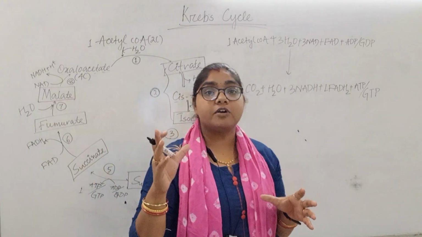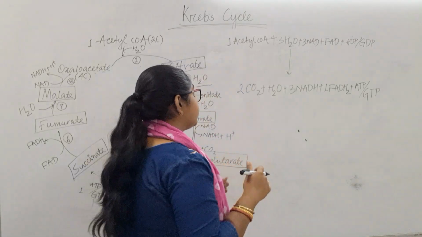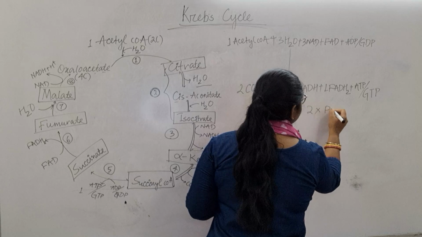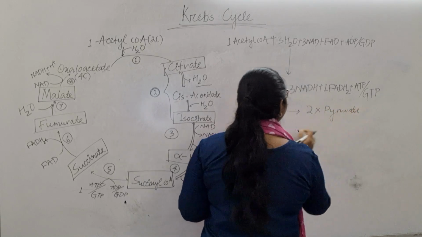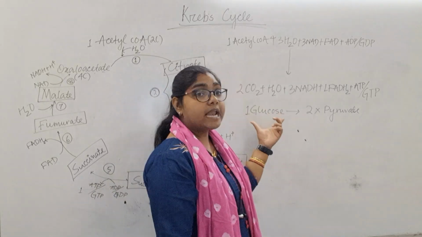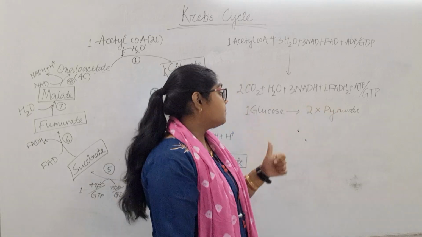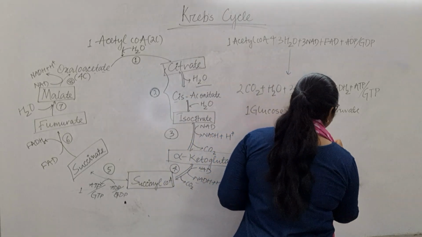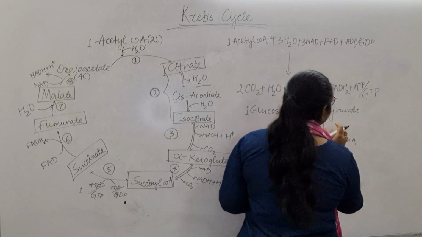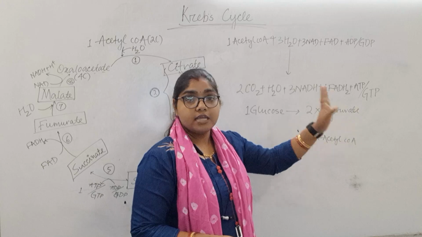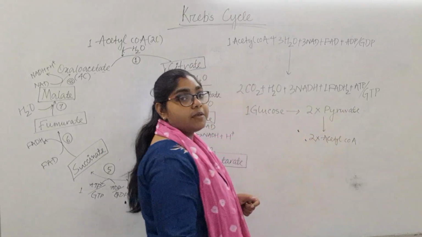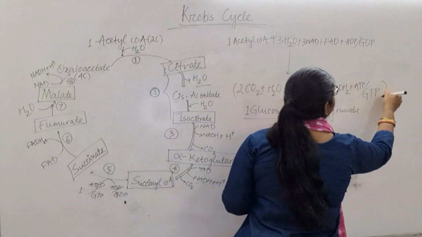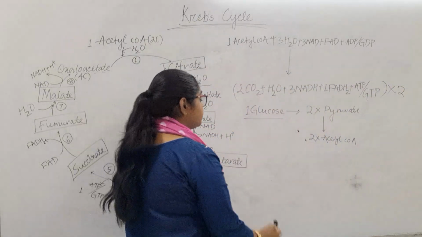Now, if you remember the first video on glycolysis, in glycolysis 1 glucose molecule produces 2 pyruvate. Initially we took 1 glucose, and this glucose breaks down to produce 2 pyruvate. In the pyruvate dehydrogenase complex, from 2 pyruvate we get 2 acetyl coenzyme, because it produces 1 acetyl coenzyme per 1 pyruvate. So when we are making 2 acetyl coenzyme from 1 glucose, that means we multiply these products by 2.